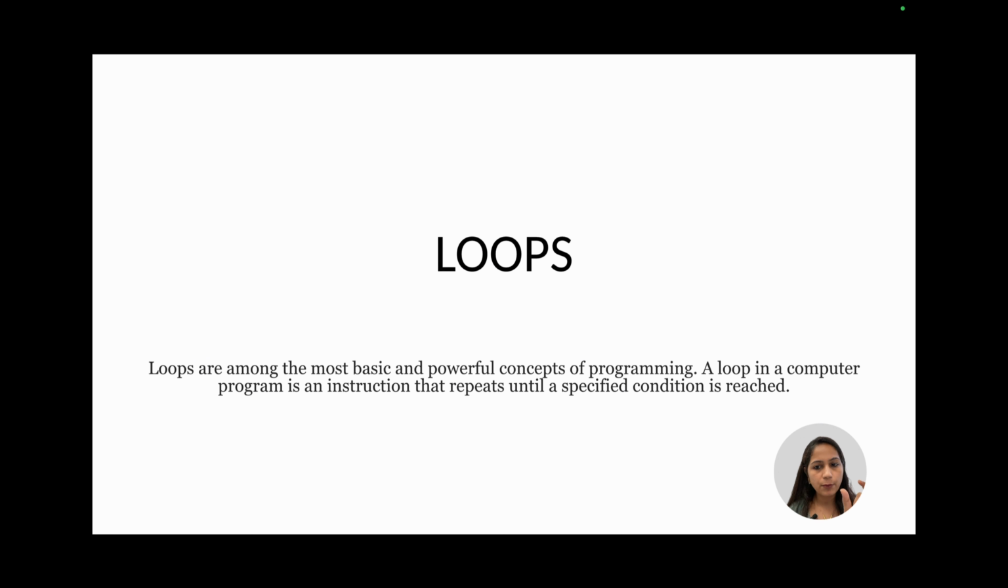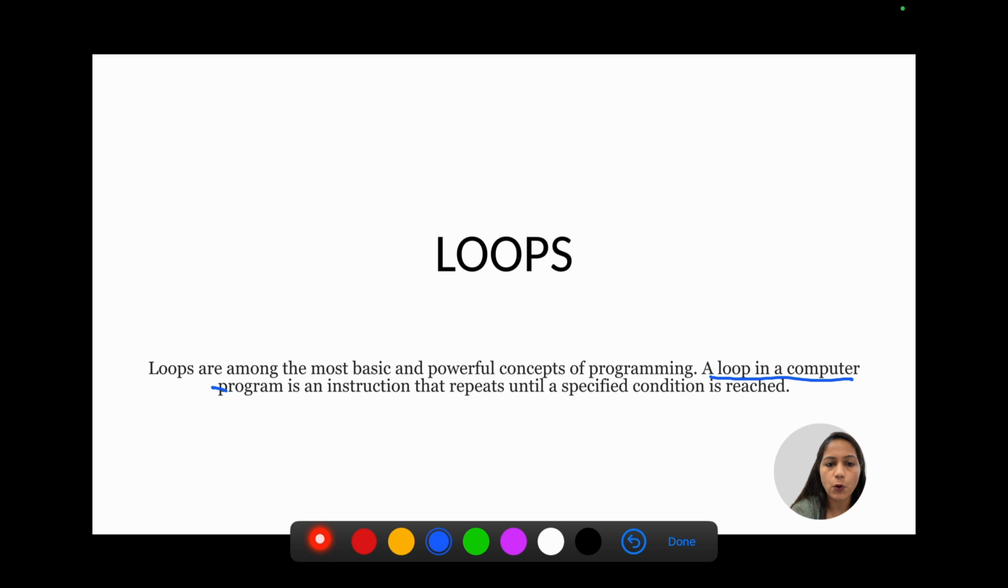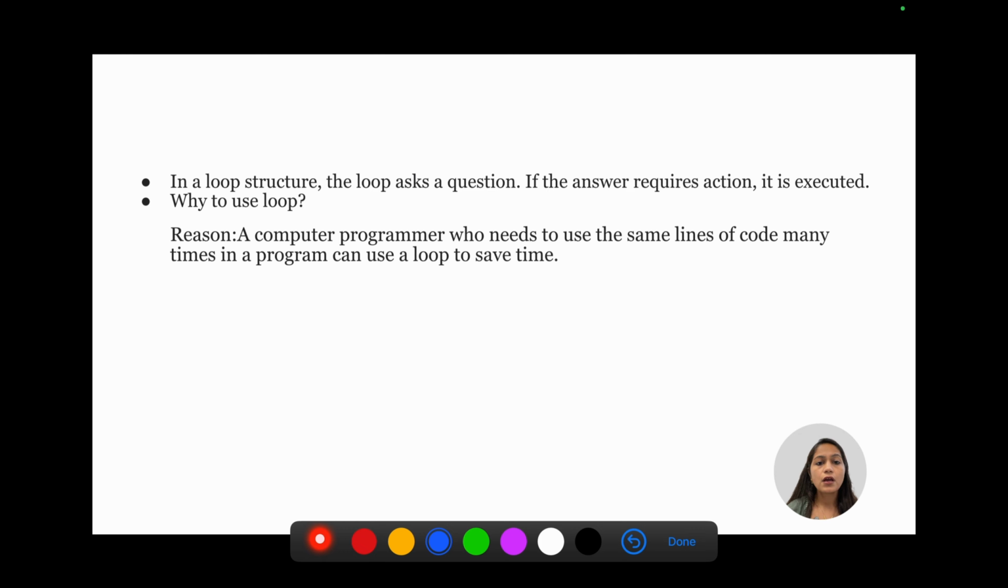We will give it some condition. Until that condition is met, it will keep on doing the task it is allotted. So we can say a loop in a computer program is an instruction that repeats until a specified condition is reached. So in loop structure, loop first asks a question. If the answer requires any action, then it is executed.